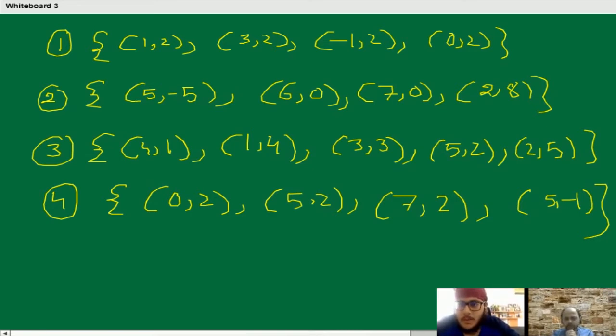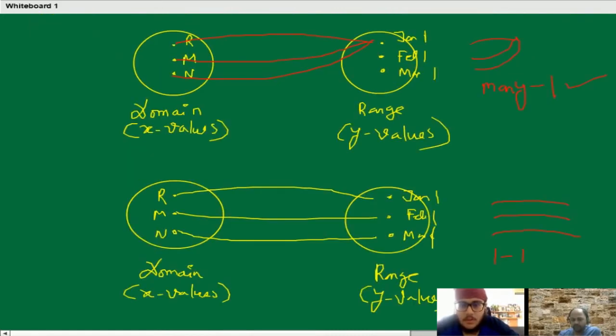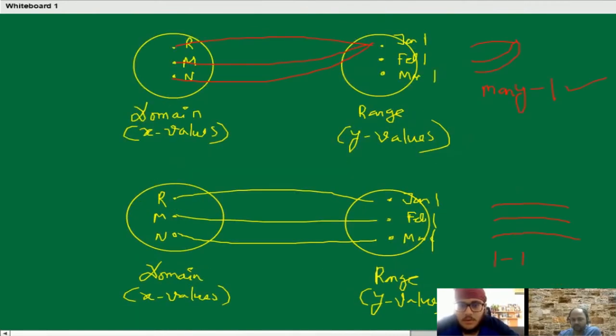So first of all, what we have to keep in mind is that for any function, if we write this one this way, x comma y, right? Yes, sir, x comma y. Now, each x value can have distinct y values. Different x values can have the same y values.